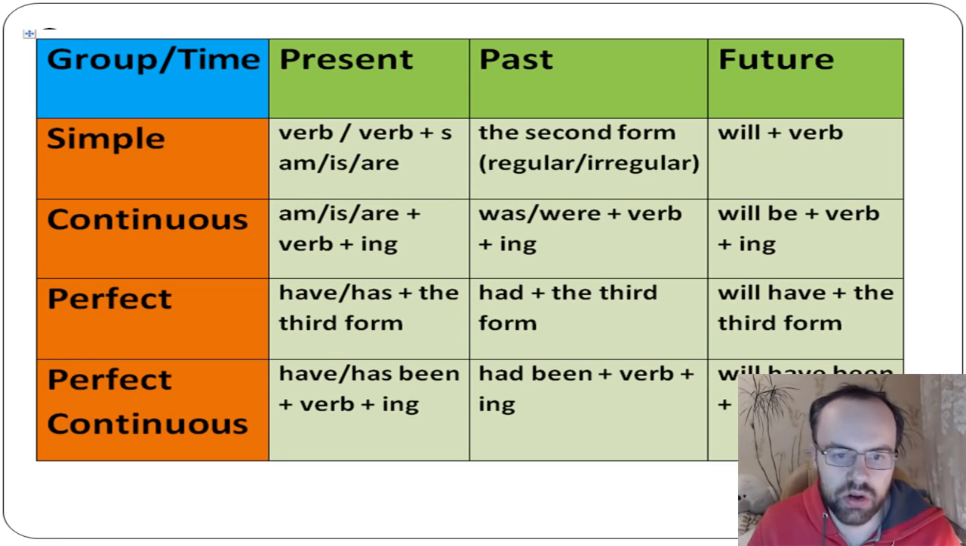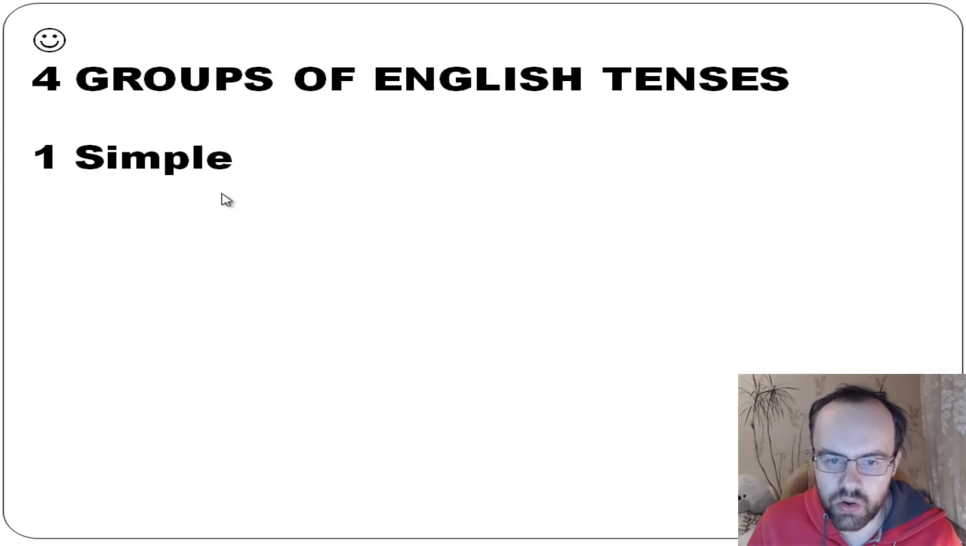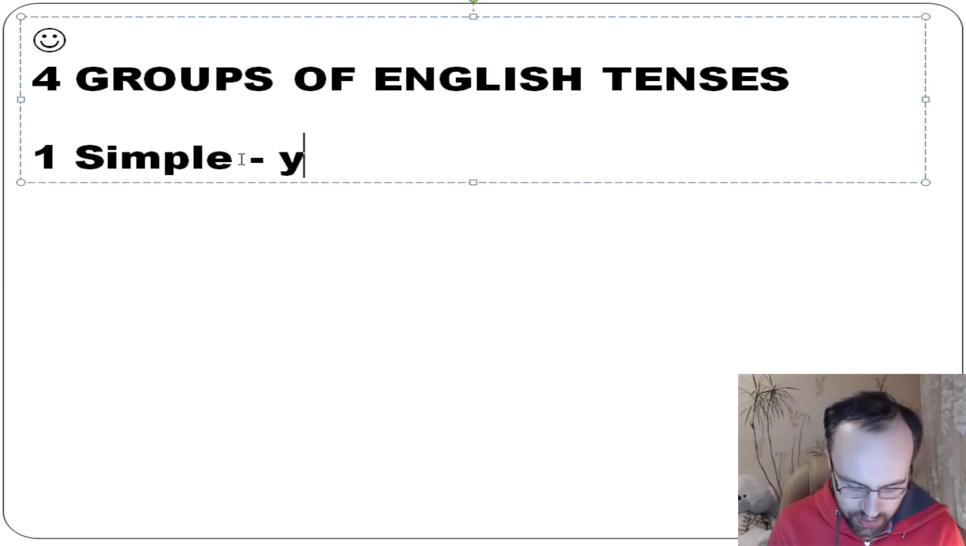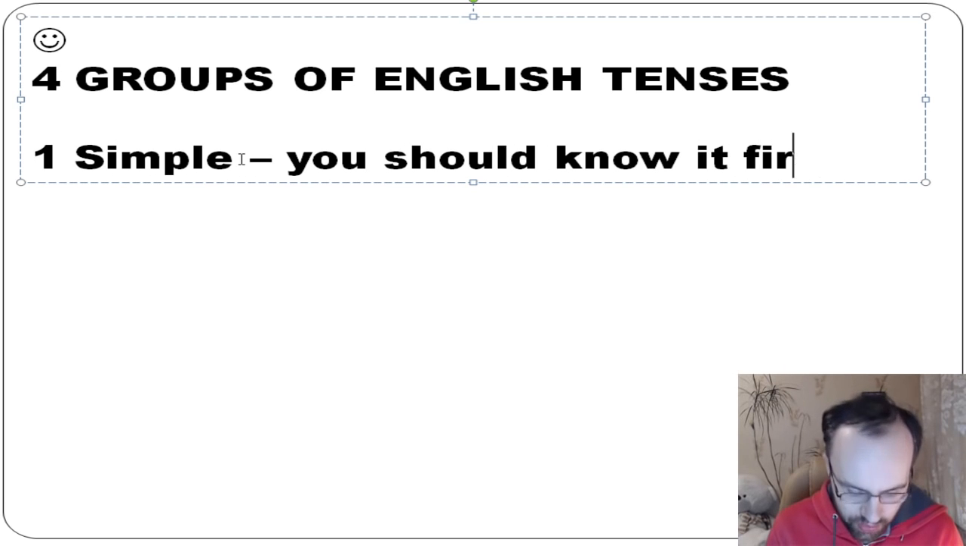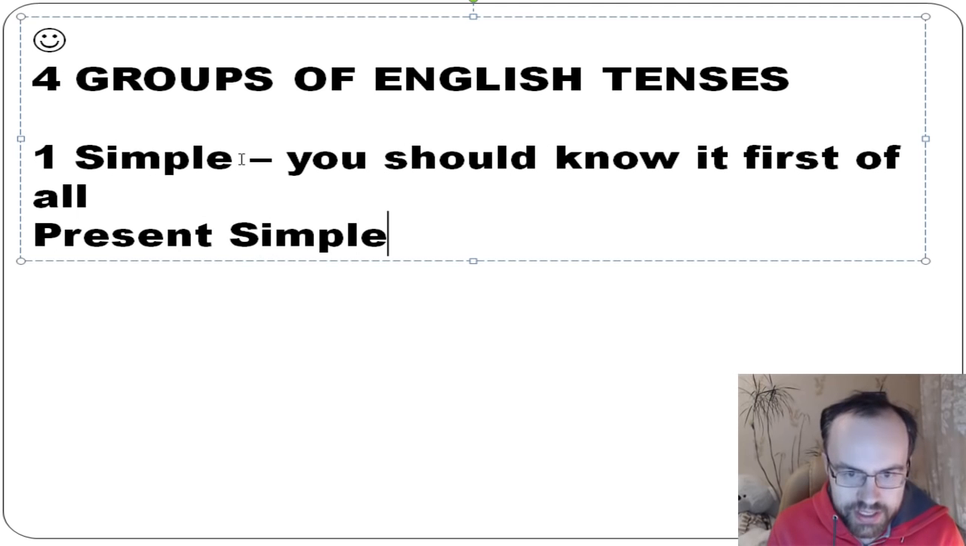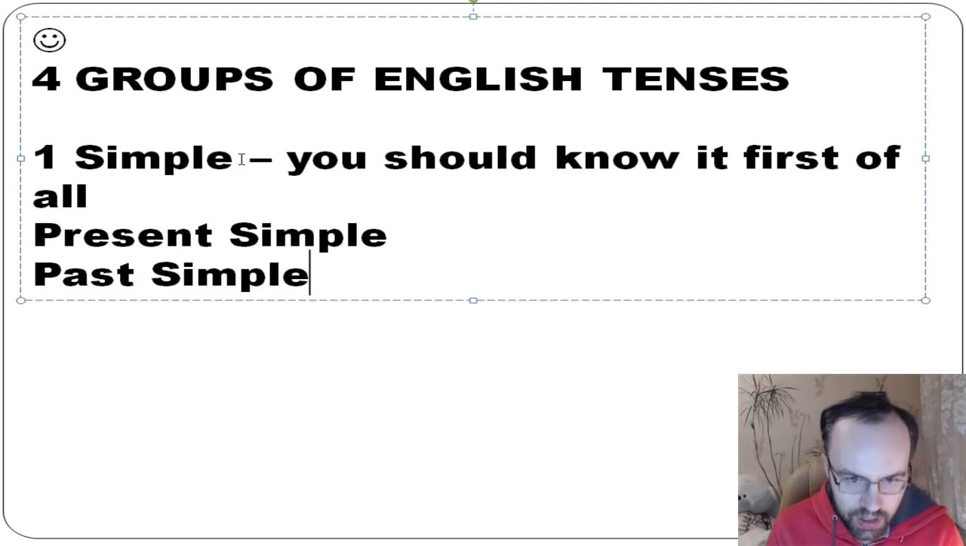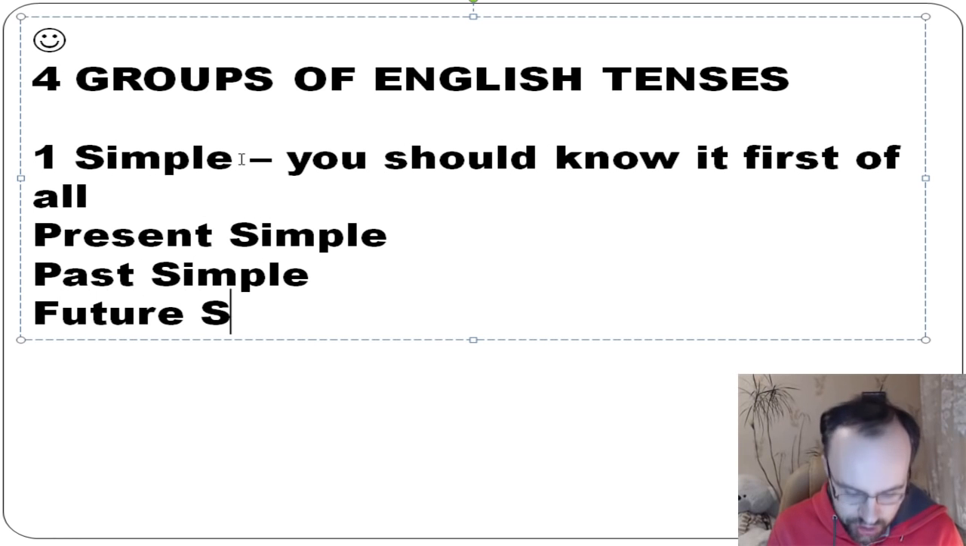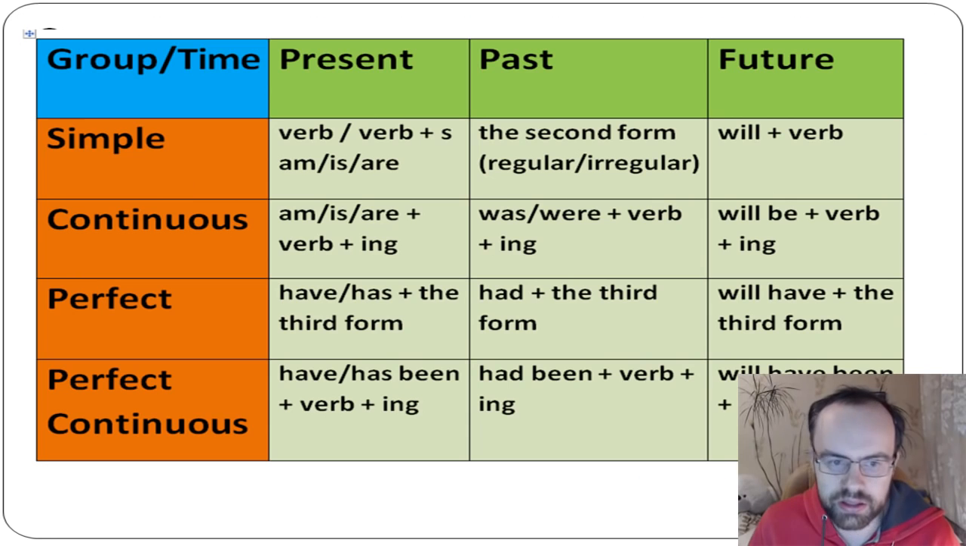So the first group, as you see, we call this group simple. And so you see present simple, past simple, and future simple. Okay, so you should know this group first of all. So we are talking about present simple, past simple, and future simple.